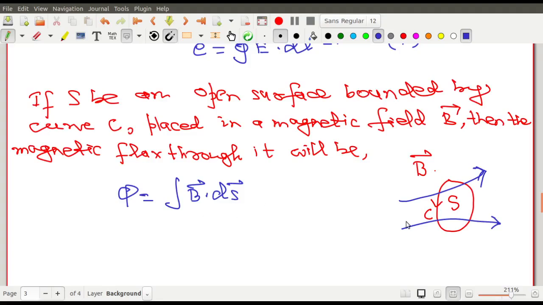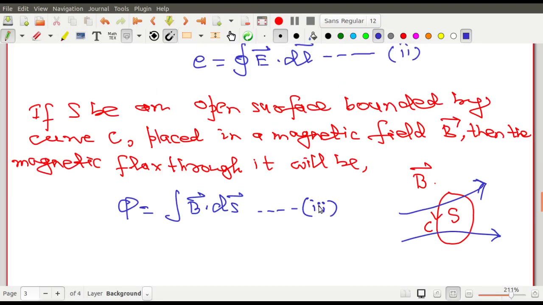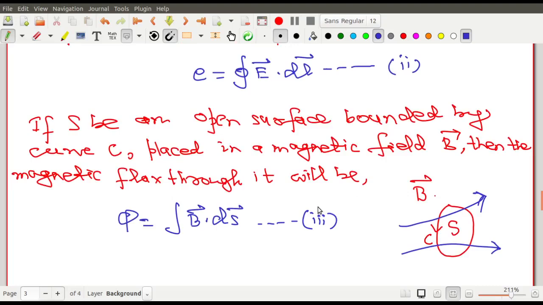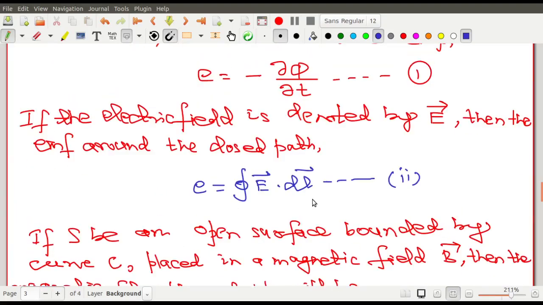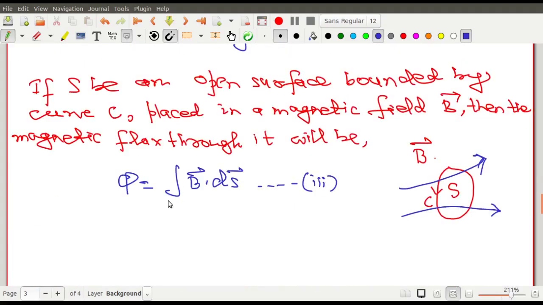This is the flux through this particular open surface. Suppose this one is equation number 3. So ধরে নাও এটা হচ্ছে equation 3. আচ্ছা এটা 5. 5 এর এই ভ্যালুটা এখানে পুট করে দাও by 1 and 3.